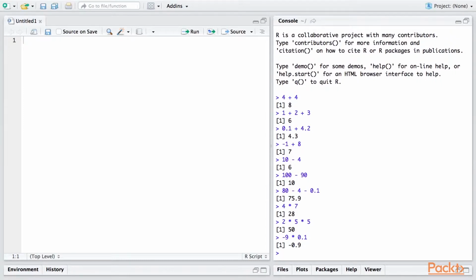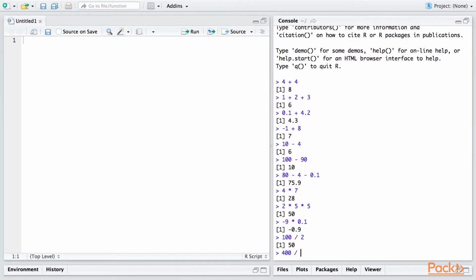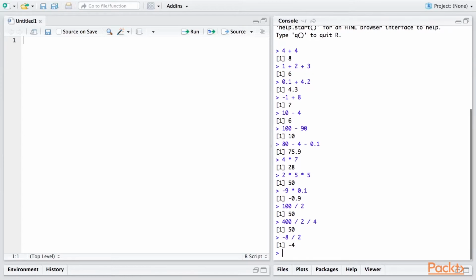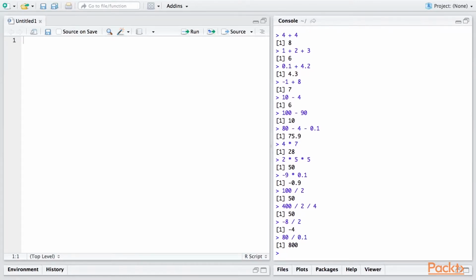For division, we use the forward slash, which is on the same key as the question mark on most keyboards. 100 forward slash 2 is 100 divided by 2, or 50. 400 forward slash 2 forward slash 4 is 50. And of course we can use negative numbers and decimals. Negative 8 divided by 2 is negative 4. 80 divided by 0.1 is 800. So that's the 4 basic mathematical operations of addition, subtraction, multiplication, and division.